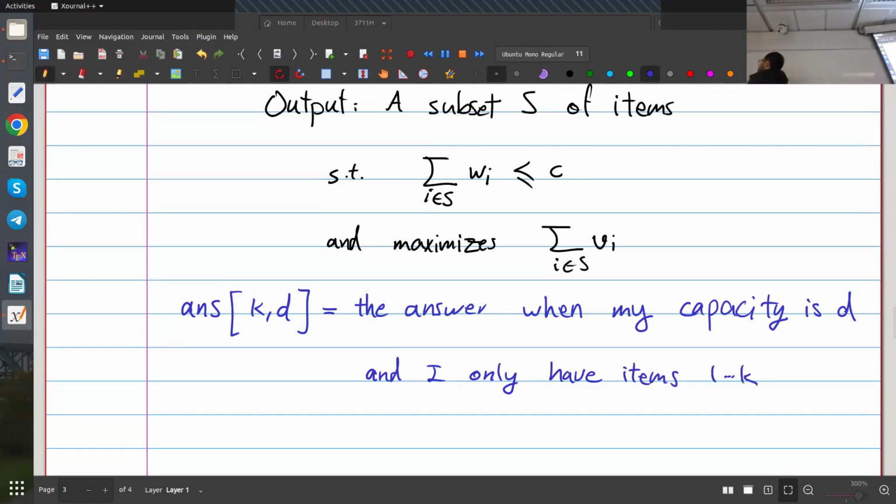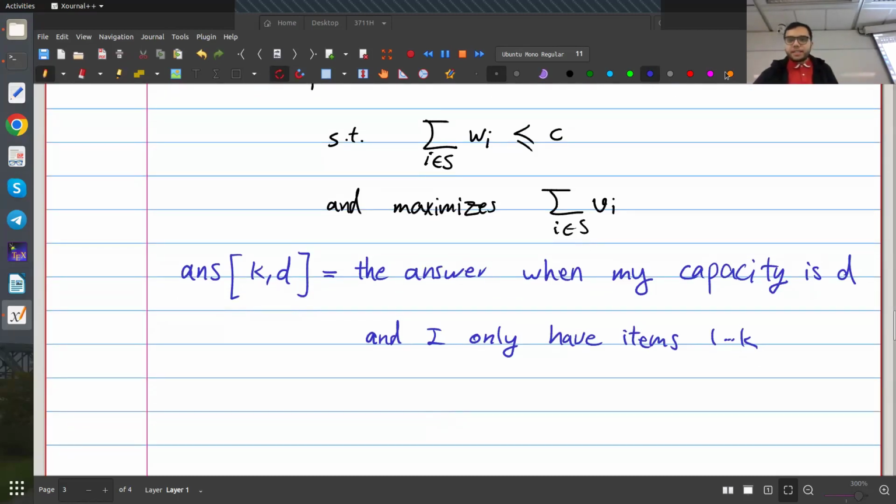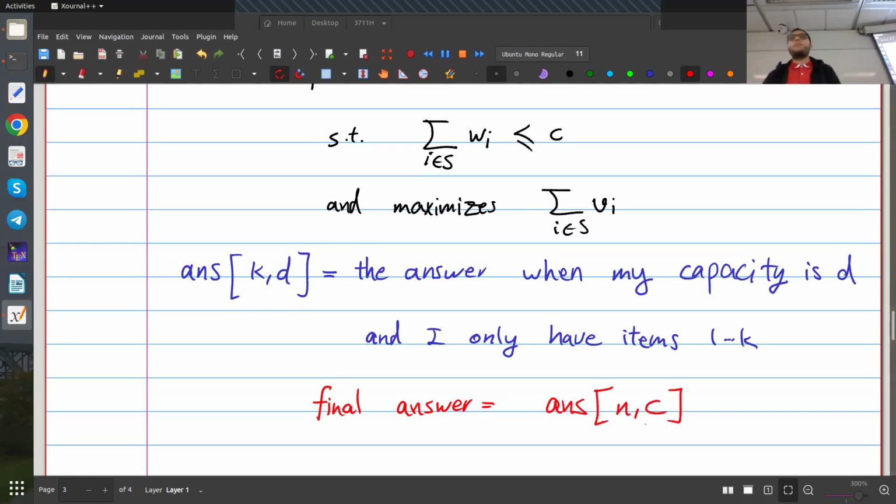So the question is, if my knapsack capacity was D and I only had items 1 to K, what is the maximum money that I can make? What is the maximum value that I can fit into my knapsack? And of course, my final answer in this case is just going to be the answer when I have all of my items and I have the entire capacity of my knapsack.